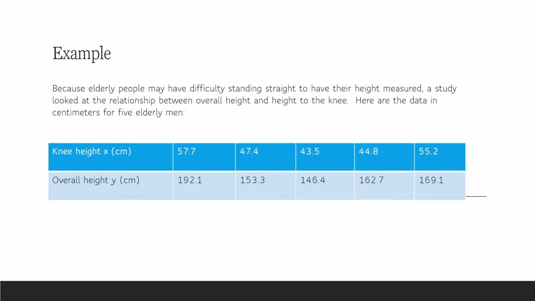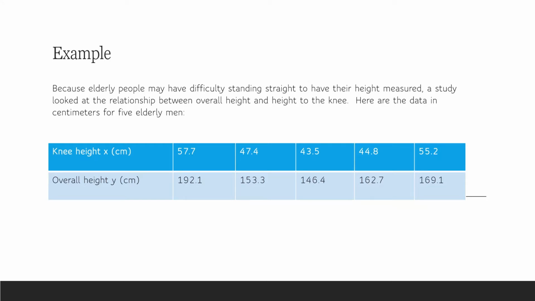Let's take an example. Since it is hard to measure the overall height of elderly people because they cannot stand straight, they usually measure the knee height to predict the overall height of a person. A study is made and they have calculated the height to the knee, and the height to the knee is used to find the overall height.